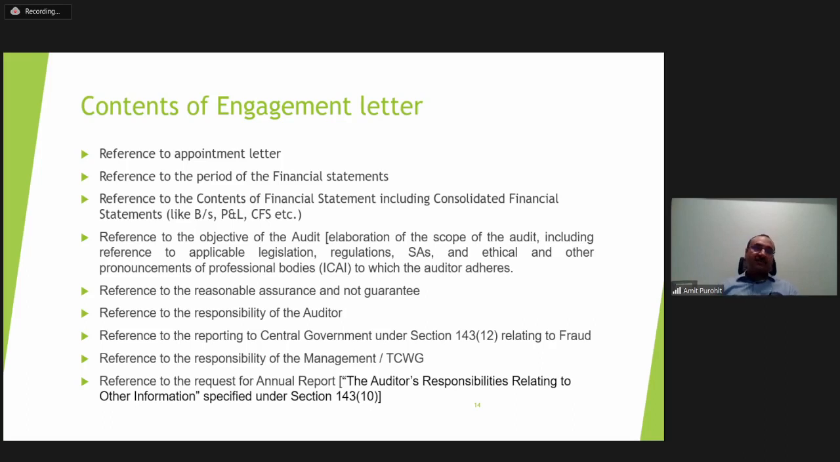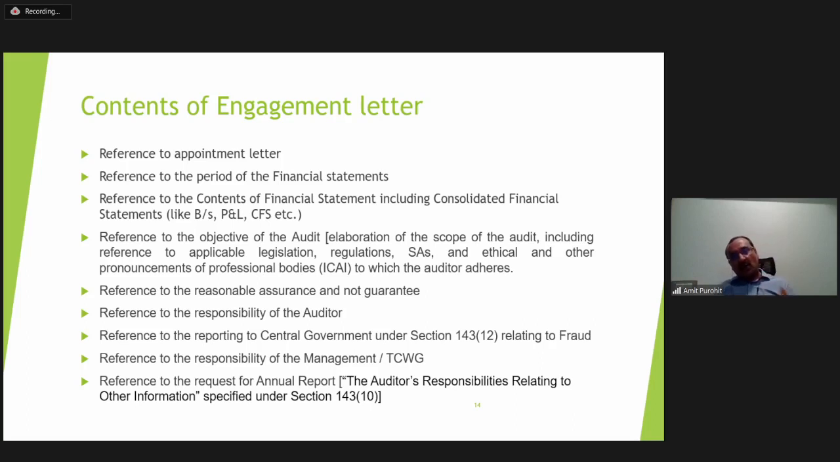The reference to the responsibility of the auditor. So it will also give the responsibility of the auditor. It will mention that the auditor will conduct the audit in accordance with the standards on auditing specified under the Companies Act and how he is going to carry out the audit. Reference to the reporting to central government under section 143(12) relating to fraud.